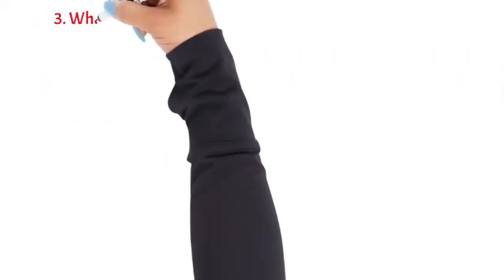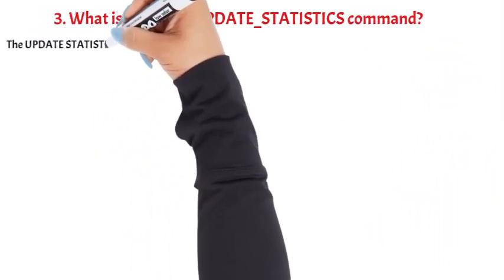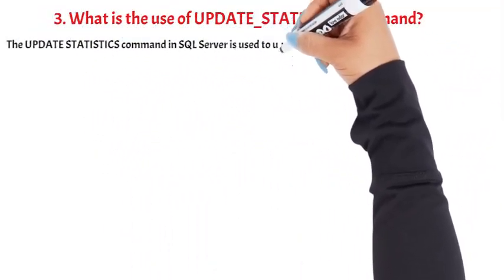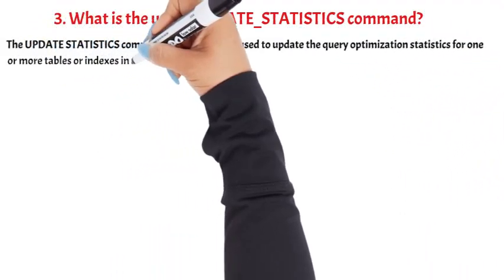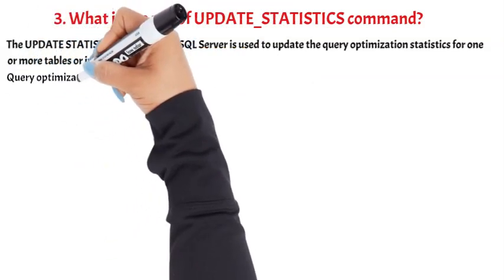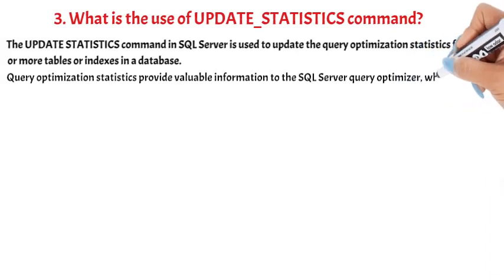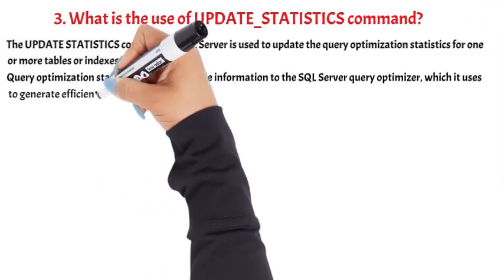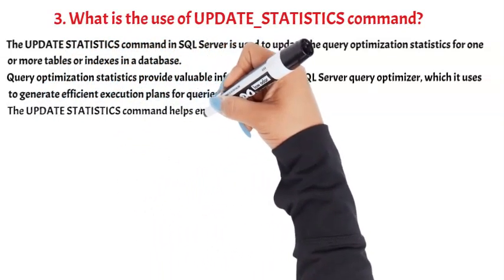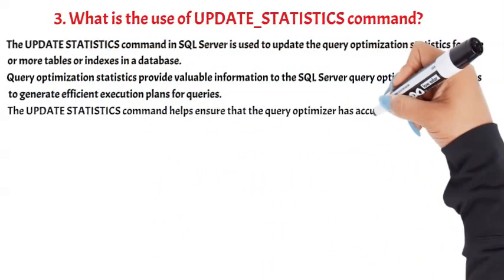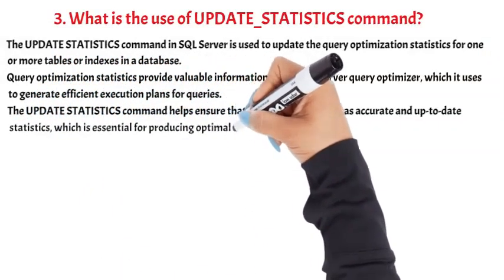3. What is the use of the update statistics command? The update statistics command in SQL Server is used to update the query optimization statistics for one or more tables or indexes in a database. Query optimization statistics provide valuable information to the SQL Server Query Optimizer, which it uses to generate efficient execution plans for queries. The update statistics command helps ensure that the Query Optimizer has accurate and up-to-date statistics, which is essential for producing optimal query plans.